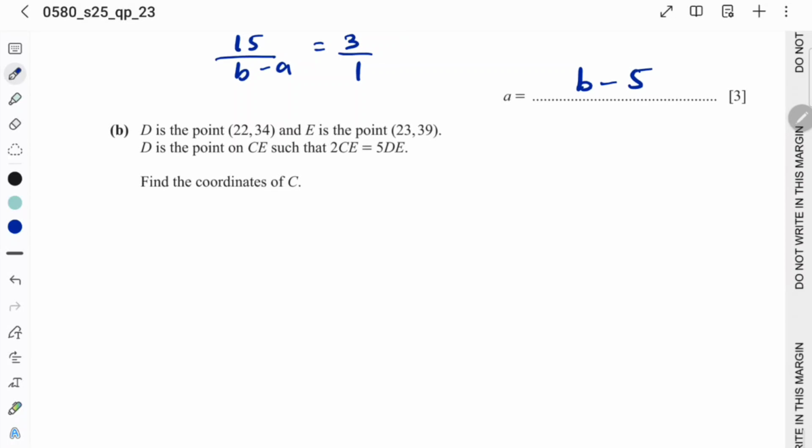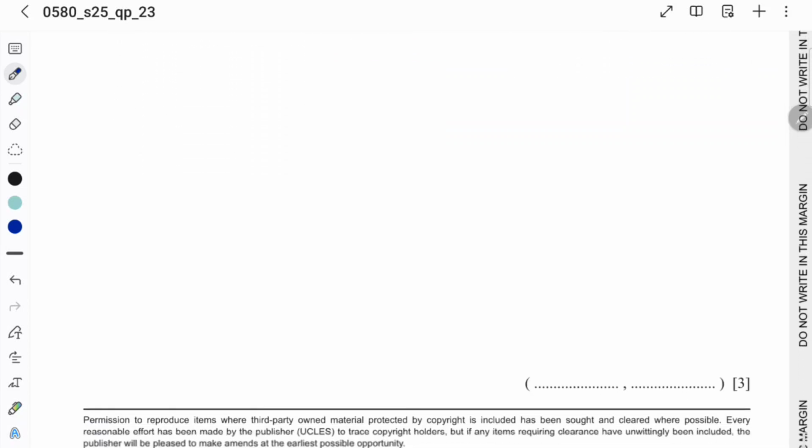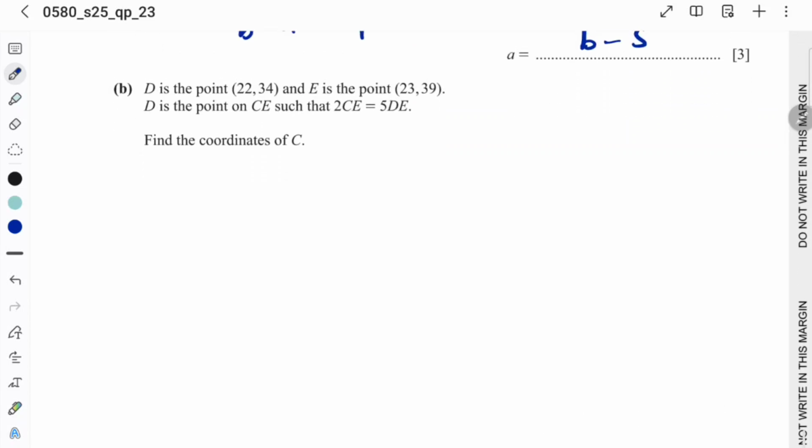Now part B. D is the point (22, 34) and E is the point (23, 39). C is a point on DE such that 2CE is equal to 5DE. Remember, we cannot use the distance formula because the numbers are so high and we cannot find the answer without a calculator, which is not appropriate for this question, which is for 3 marks. Now look, we can use the vector method.